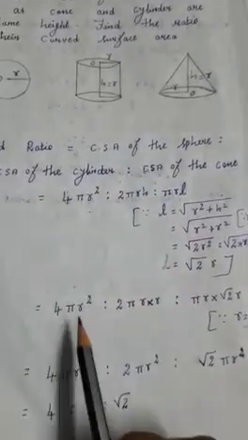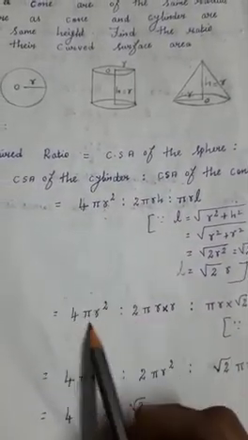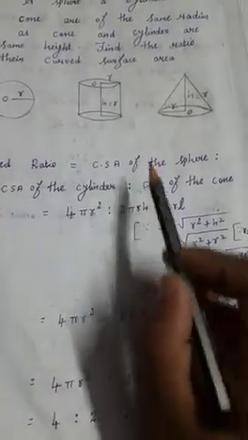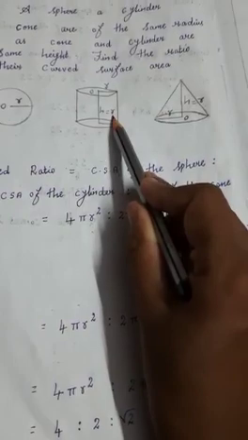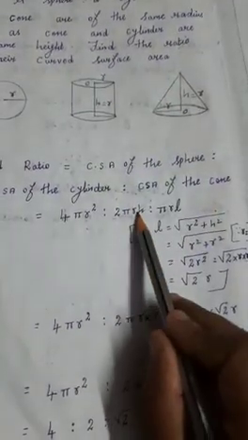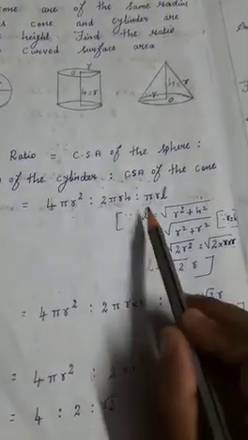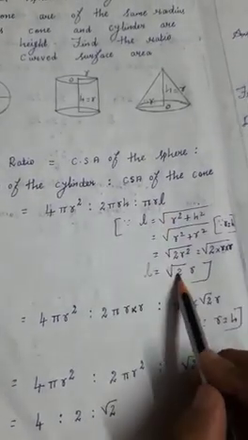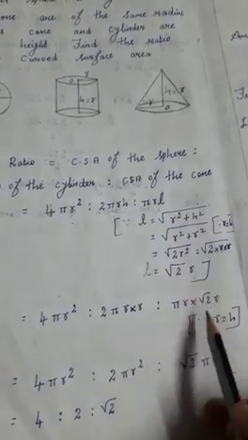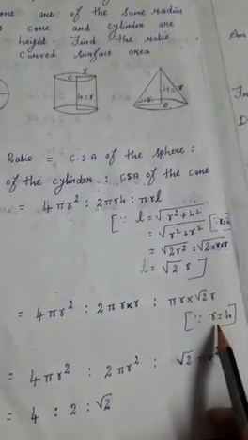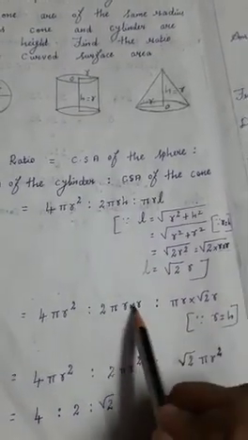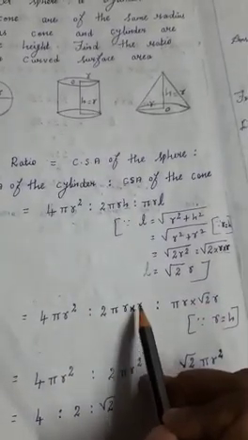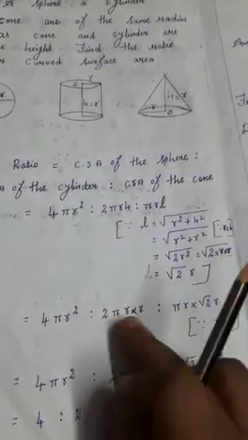Now apply here: 4 pi r square is to 2 pi r into height, and height is equal to r, they have given, so instead of height we apply r, is to pi r into L. Now L we found, that is square root of 2 into r, so that also you have to write. Since r is equal to height, instead of height we have written r, and after that the L value also we have applied.